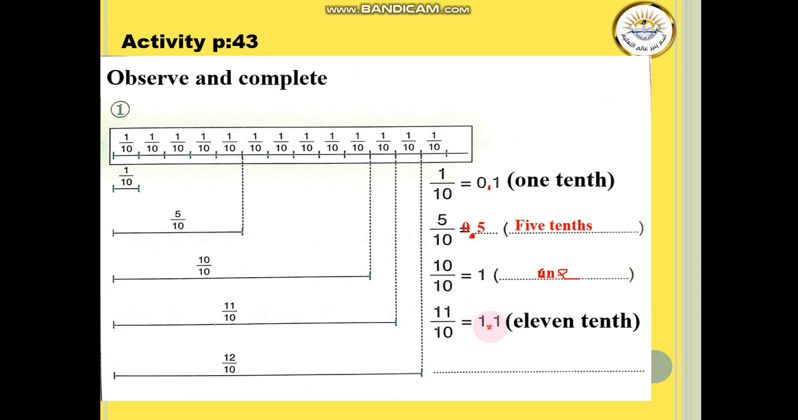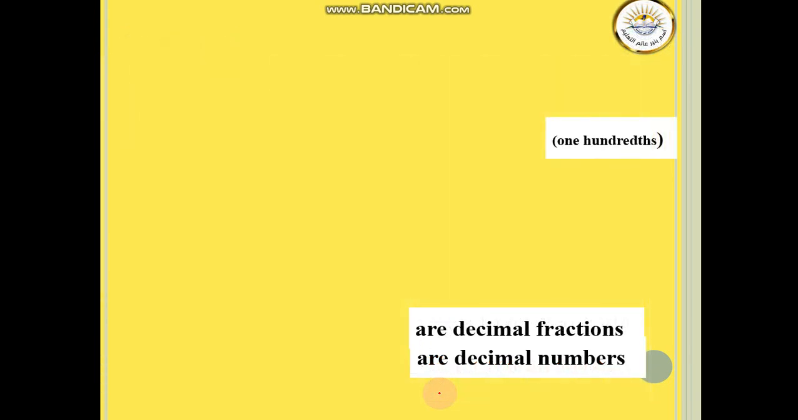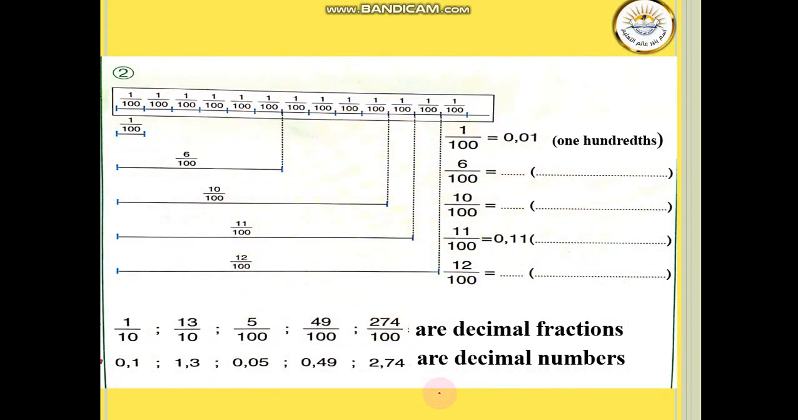It's 11 tenths. Now I have 12 over 10. 12 over 10, this means 1.2. I write 12 and I count one digit and I put the point, so 1.2, and I read it 12 tenths. Here I have also another example.